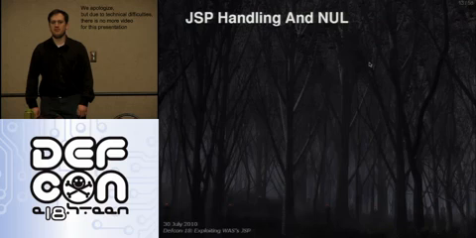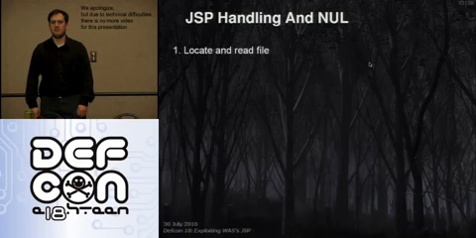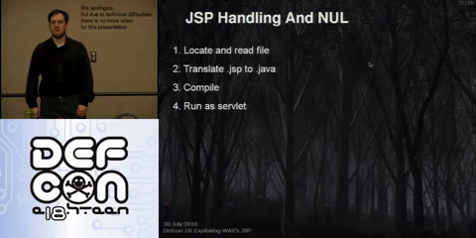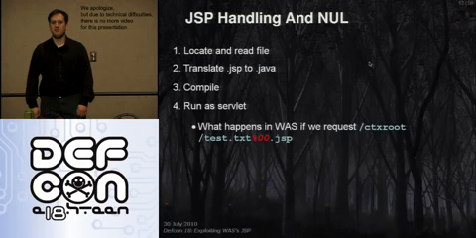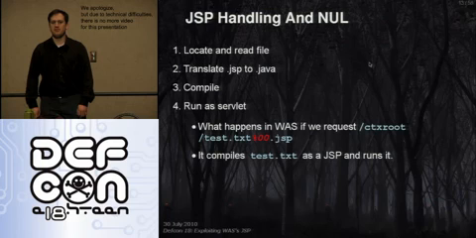So what about the JSP engine inside of WAS? How does it deal with a null character coming in to WAS? JSP handling is very simple. It locates the file, it translates the .jsp into Java, and then it compiles it into a servlet and runs it. So what happens with WAS, or at least WAS before it was patched, if we request %00.jsp for an arbitrary file inside the WAR? Well, the answer is it actually compiled it as test.txt as a servlet and runs it as a JSP.